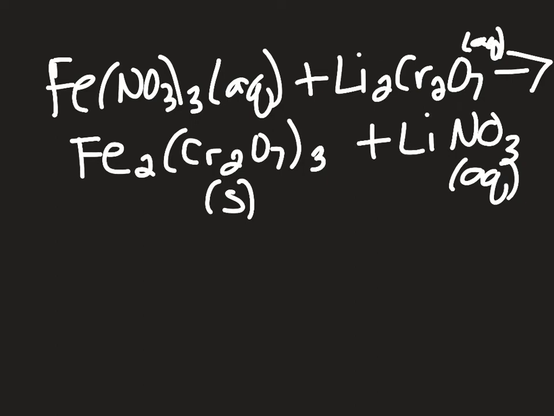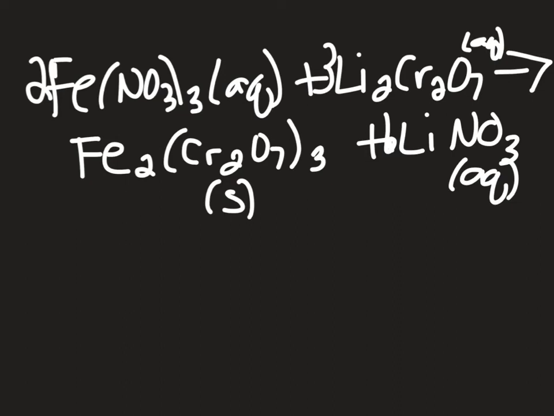We're going to now go through and balance our equation. So we've got 1 iron, 2 irons, so I'm going to put a 2 in front of this. That gives me 6 nitrates, so I'm going to put a 6 there. That gives me 6 lithium. I need a 3. That gives me 3 dichromates, 3 dichromates. We're good.